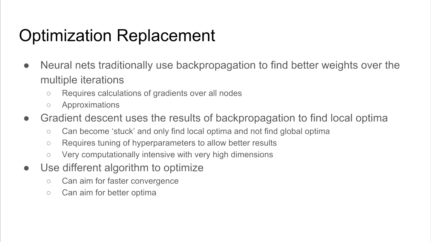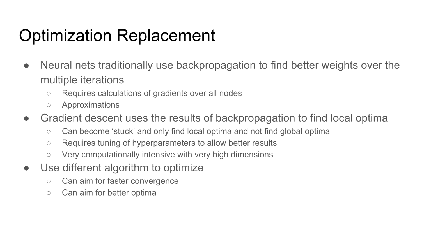For this project, I decided to implement a different kind of optimization algorithm in the attempt to find a better global optimum. So for neural nets, we usually have backpropagation. It goes over your nodes and finds all the gradients. But gradient descent does have problems, such as it can get stuck and find only a local optimum.